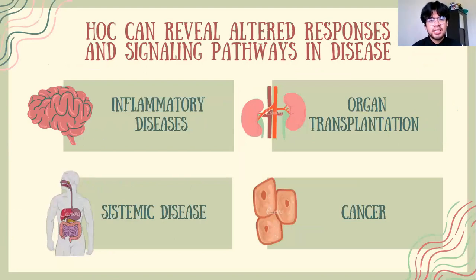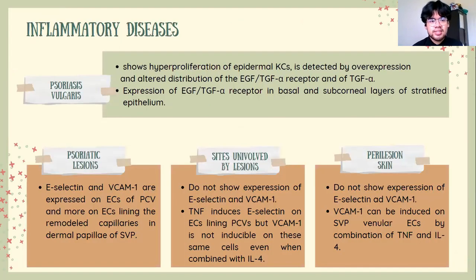So next, HOCs can reveal altered responses and signaling pathways in disease, in which we can see 4 mechanisms: inflammatory diseases, organ transplantation, systemic disease, and also cancer. For inflammatory disease, one example is psoriasis vulgaris, which shows hyperproliferation of epidermal cells. The disease involves the psoriatic lesions, and also sites that are uninvolved by lesions, and also the perilesional skin.